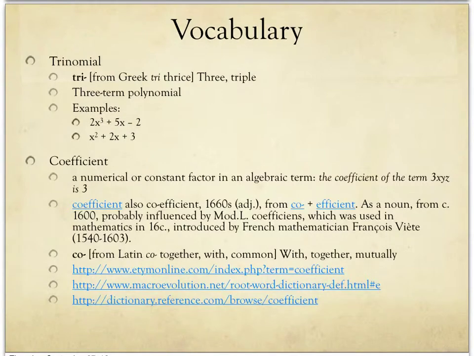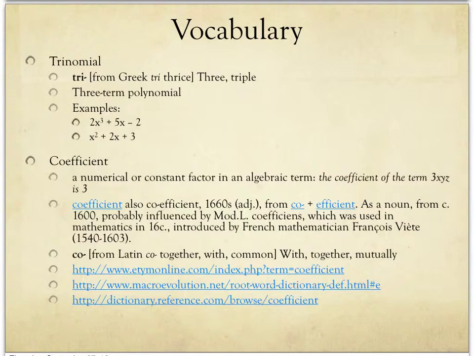Now let's talk about a coefficient. This is a very important term in algebra. A coefficient is a numerical or constant factor in an algebraic term. So in the term 3xyz, the coefficient is 3. Now, I've included some information here about what coefficient means. It's from the 1660s. It was probably introduced by Francois Viet, and co from the Latin means together. So the coefficient is always together with other factors, okay?